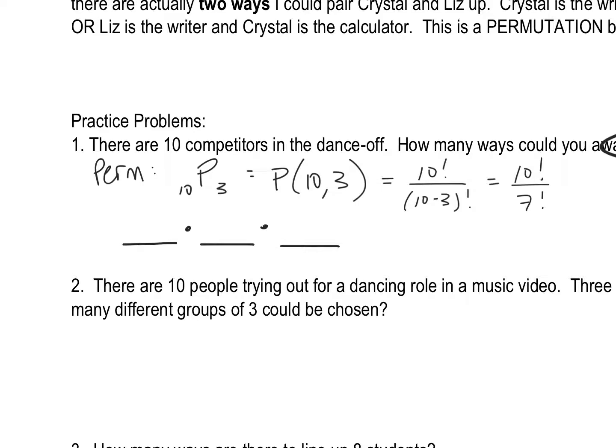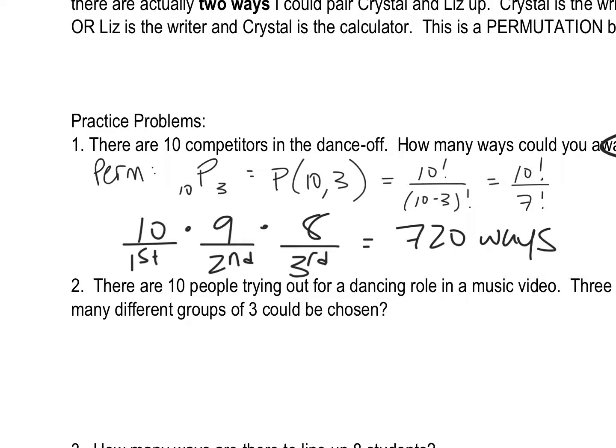How many options are there for first place? There's 10 teams. But then after that first team has been awarded their first place, there are 9 teams left that are competing for second place. And then third place, there are 8 teams left. So it's the exact same thing as this, because remember that the 7 factorial is going to cancel, so you're just going to have 10 times 9 times 8 on the top, and that gives you 720 ways.